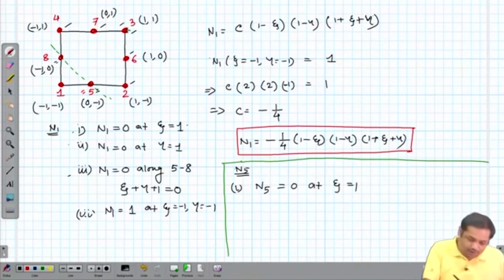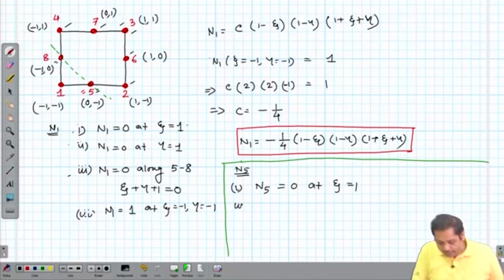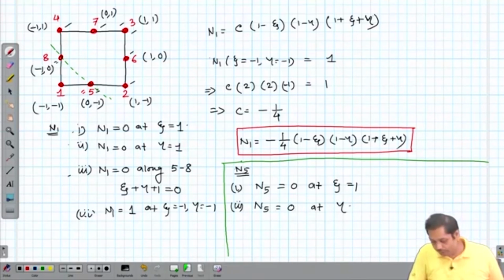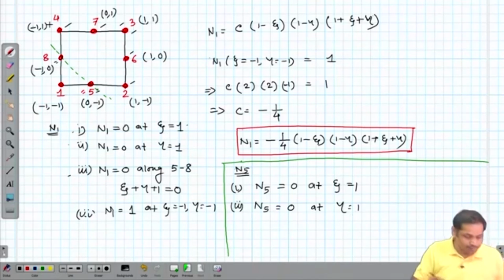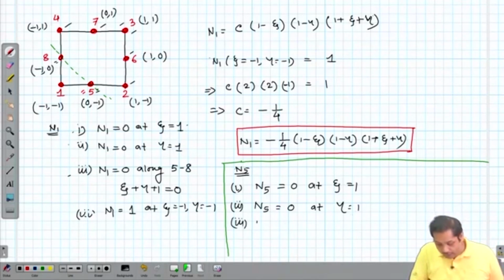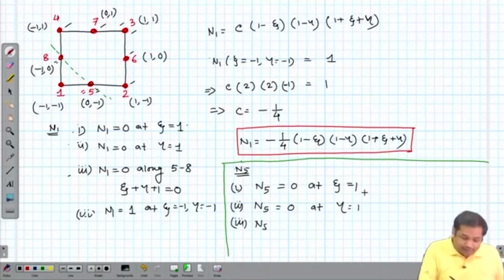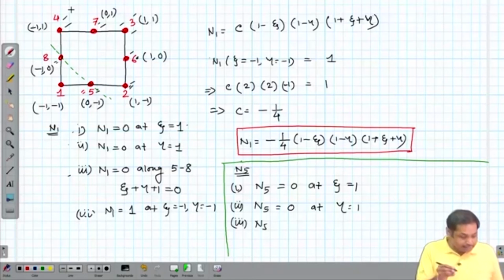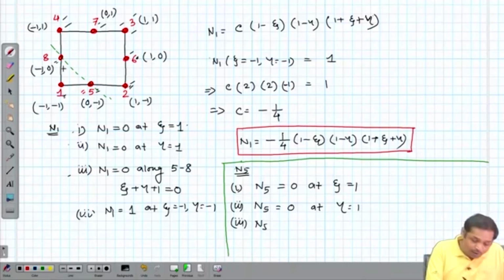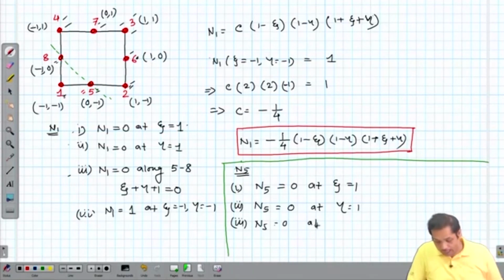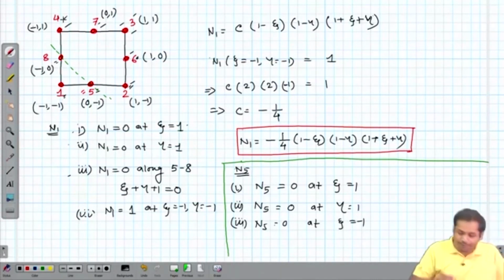xi is equal to 1, means on this line 2, 6, 3 line. Then second condition is N5 should be 0 at eta is equal to 1, which is 3, 7, 4 line. Then third condition is N5 should be equal to 0. So this condition tells you that at node number 2, 6, 3, 7, 4, N5 is equal to 0, and N5 is also 0 at node number 1 and 8. So N5 is also 0 at xi is equal to minus 1. This gives you this line 1, 8, 4.